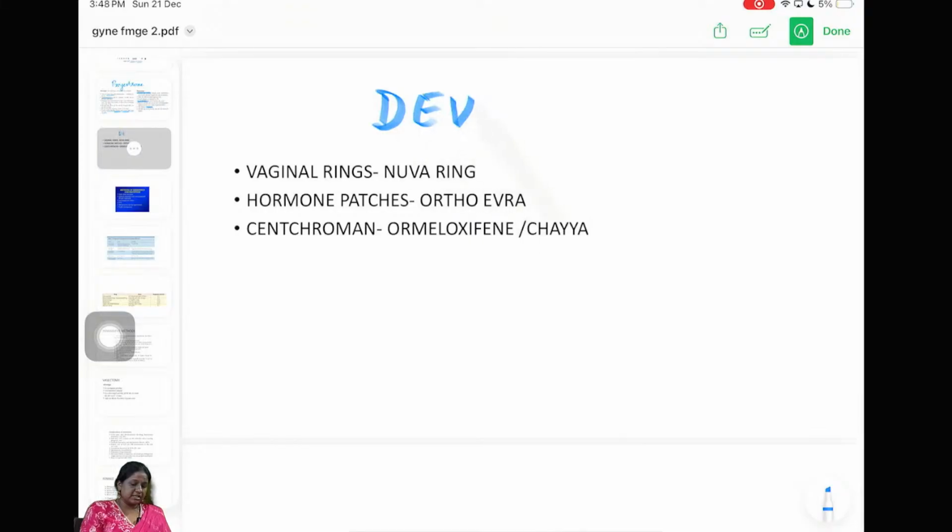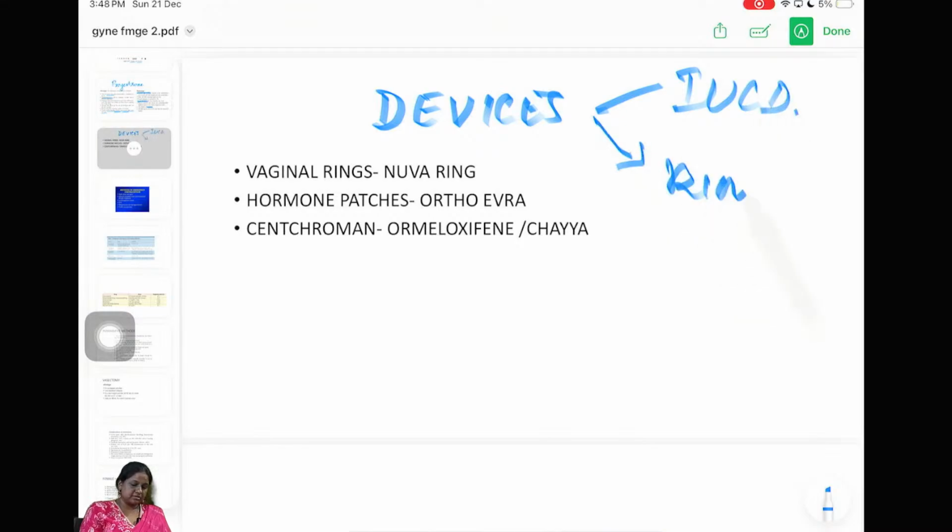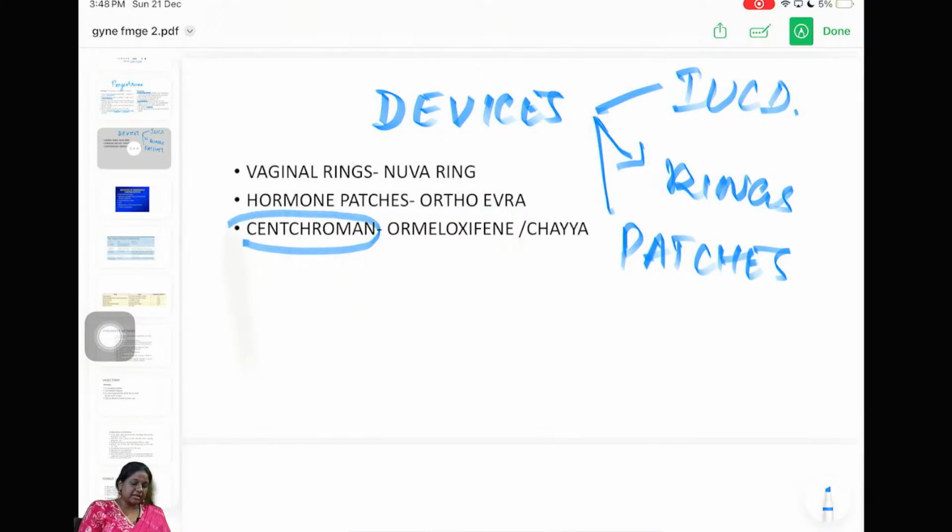Okay. And what are the other devices that you know of? The devices is, one thing is IUCD, third generation IUCD. Second is going to be rings and patches. Correct? This is what we saw. So rings is vaginal ring, which is called as Nuva ring. Hormone patches, Ortho Evra. And Synchroman is another drug, which is otherwise ormeloxifene or Chaya.